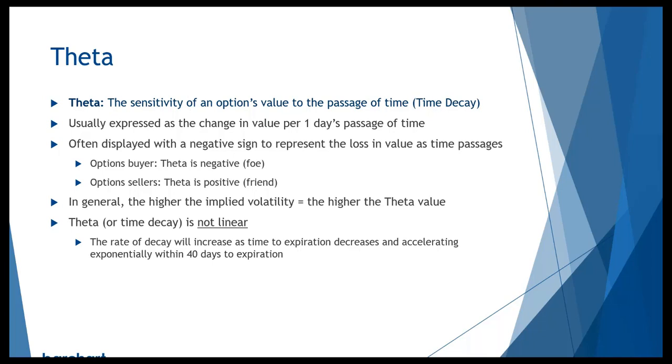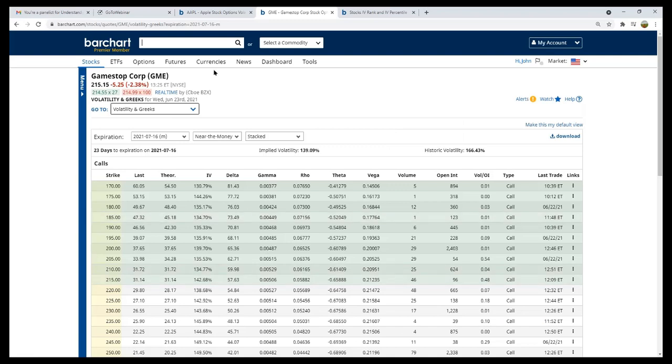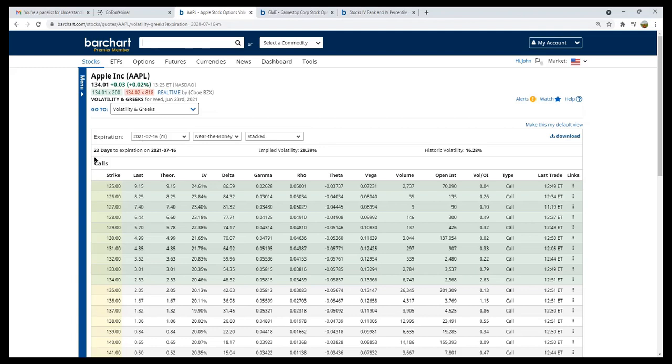Again, if I go back to my Greeks, let me go back to Apple. Here we are 23 days out, and our theta at the money is a little bit more than 5 cents. If I go to a much shorter time frame, and again, these options are going to expire in 2 days, at the money you can see my theta now is much more. It's minus 21. So, outside of 40 days, theta will be very small.